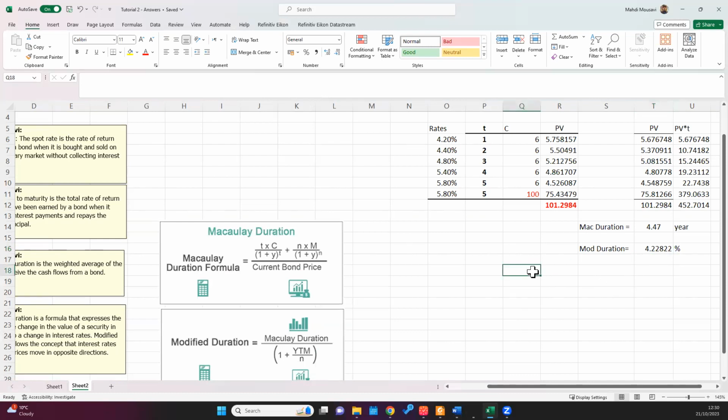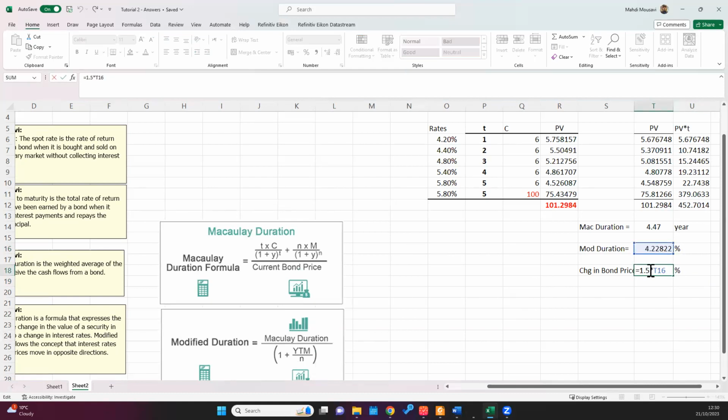In our case, the question says, what would be the change in the price of bond if interest rate raises by 1.5%? So if the interest rate goes up by 1.5%, the change in bond price would be 1.5 times 4.22. Again, this should be percentage. So 6.24% is the percentage change in the price of bond.